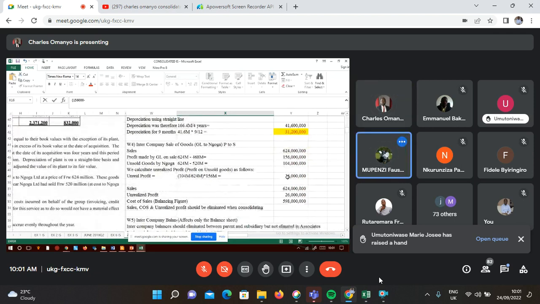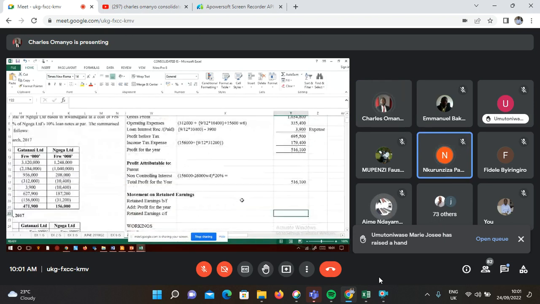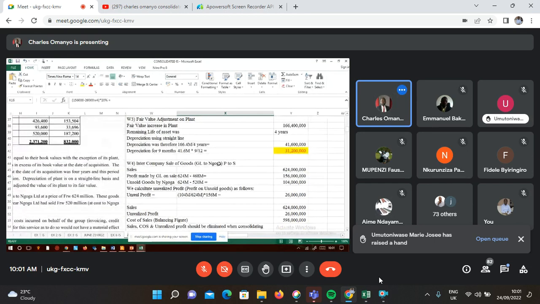Working number 4. Working 4, 26,000 minus 26,000, Working 4, and then times 20. I hope it's 20%. Was it 20%? Non-controlling? Yes, it's 20, minus. Now, there is a question that somebody asked me in class last time, and I told you that I will answer it here. Who sold to the other? Parent sold to the subsidiary.